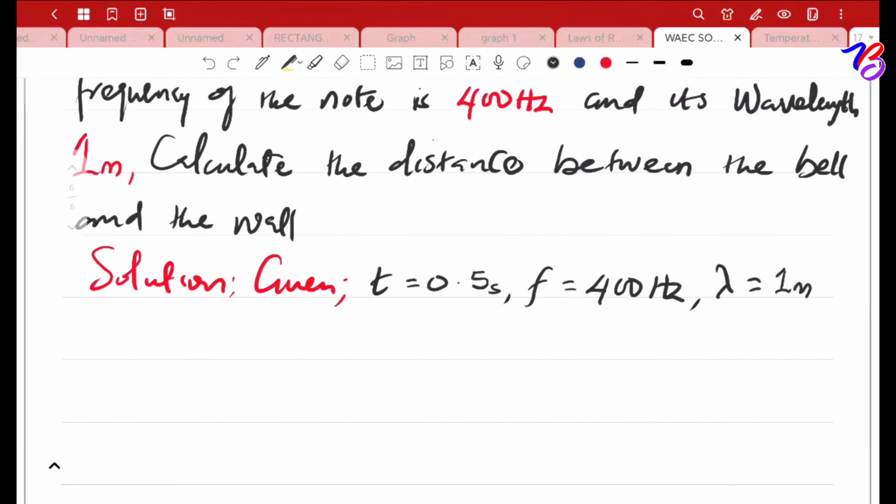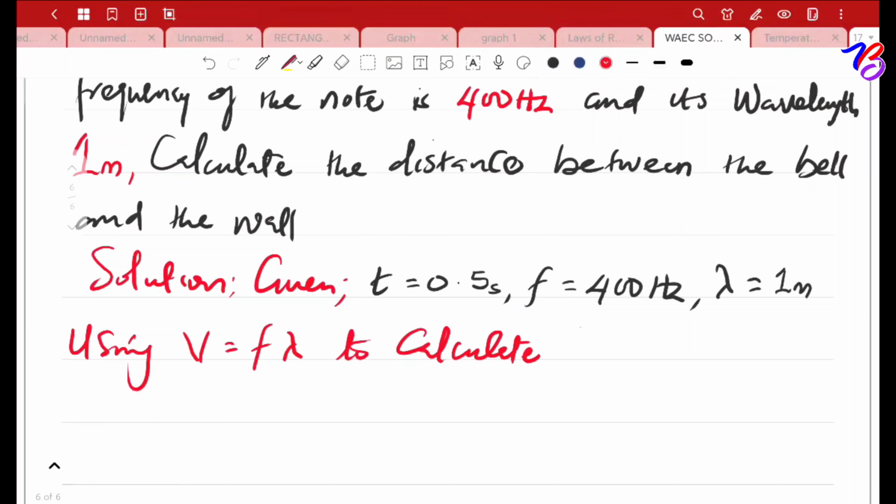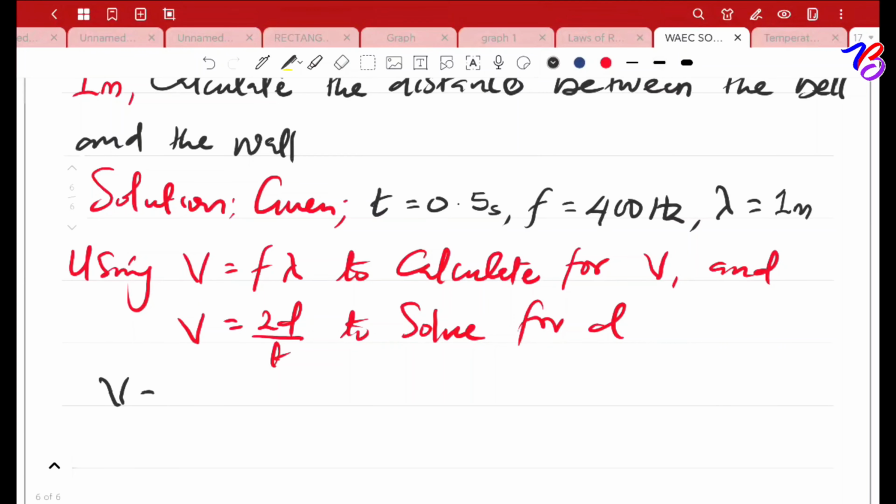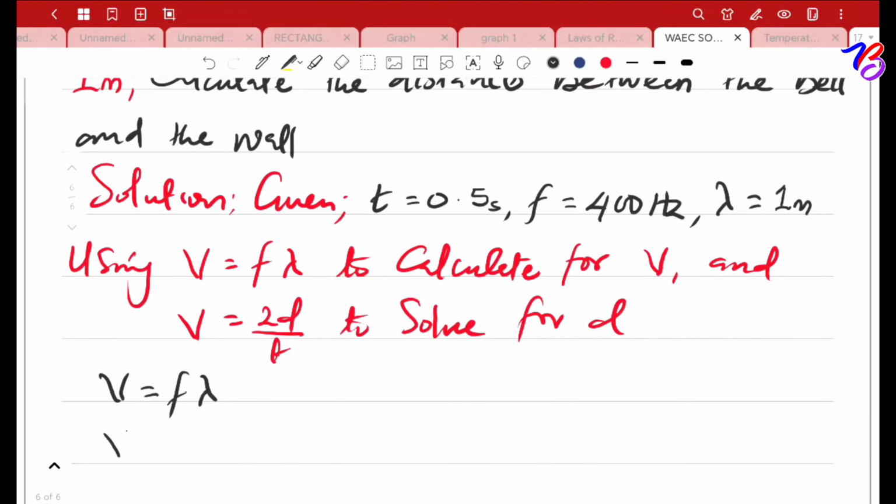So this triune method will help you to be able to recall the formula that is related to your problem or question. So we use V is equal to F lambda to calculate for our velocity, and also V is equal to 2D over T to solve for our distance. Then we can begin by saying V is equal to F lambda, so that our V is equal to 400 multiplied by 1, which gives you 400 meters per second.